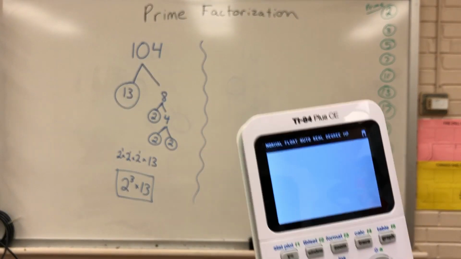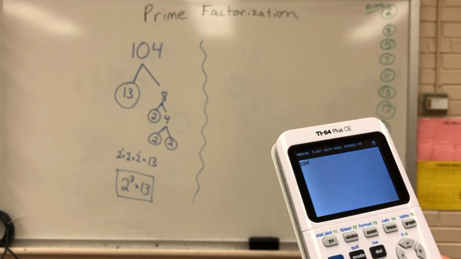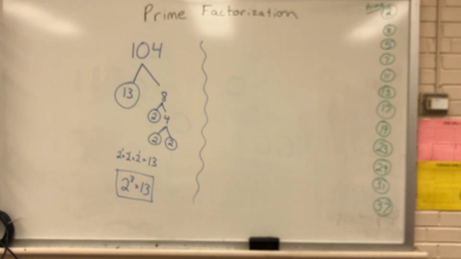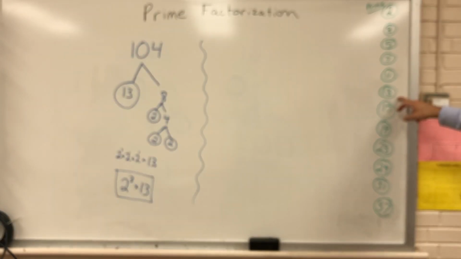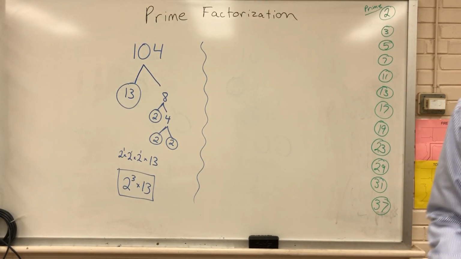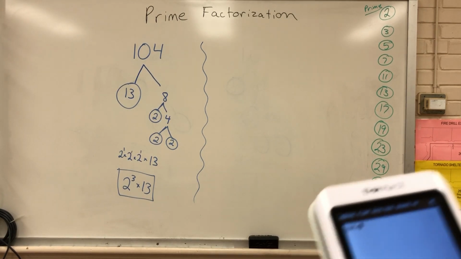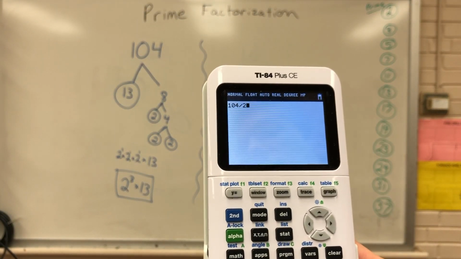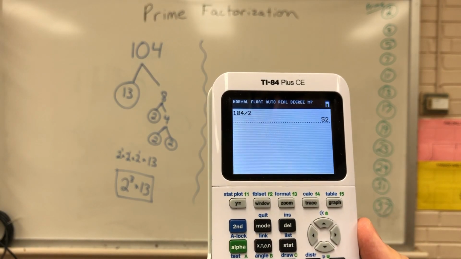So here's the deal. I'm going to type 104, and I'm going to divide something out of it. So I'm taking a guess. All right, what do I want to divide? Do I want to divide 2, 3, 5, 7, 11, or whatever? Well, I know 13 goes into it. I'm going to start with 2, though. Okay, so 104 divided by 2. And when I press enter, I get 52.